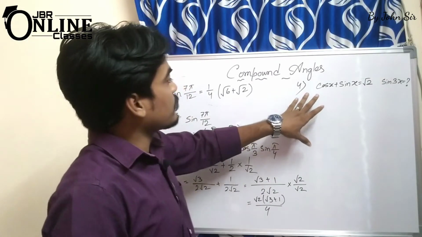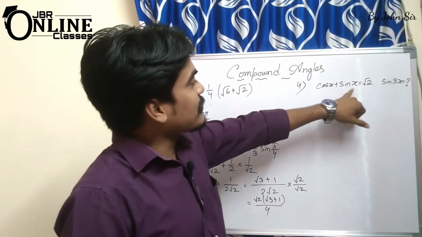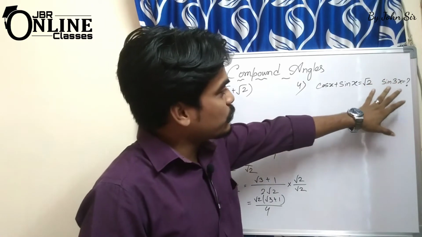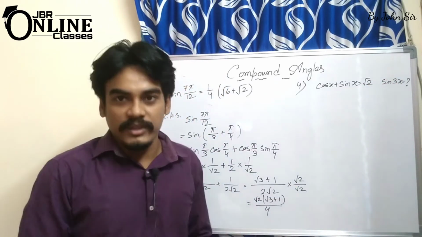Next problem number 4. Here cos x plus sin x equals root 2, and you have to find out the value of sin 3x.